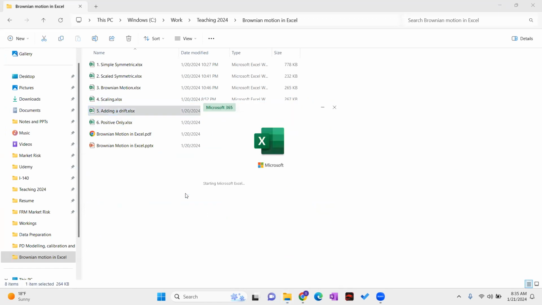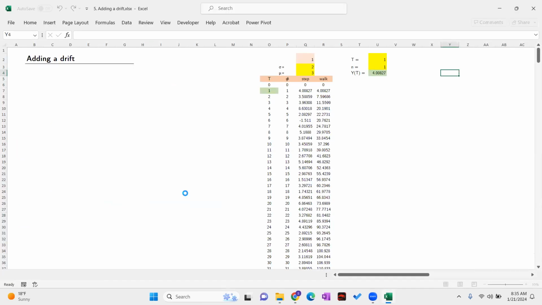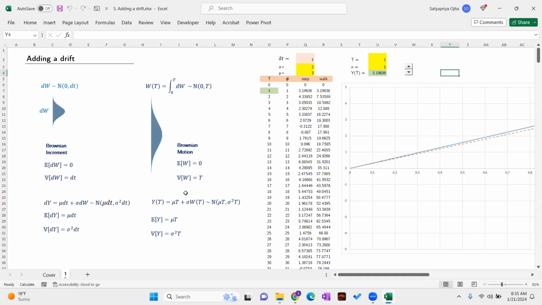Now we are going to add a drift. Drift, as the name suggests, will basically drift the process from zero. It will take it somewhere, either on the positive side or on the negative side, depending on whether your drift is positive or negative. So look at this. What I did is, this was there. I added a deterministic drift component, mu dt. So in that small time interval dt, the growth rate is mu. Mu is the annualized growth rate. So in the time interval dt, the growth would be mu times dt. Correct? That's the growth.